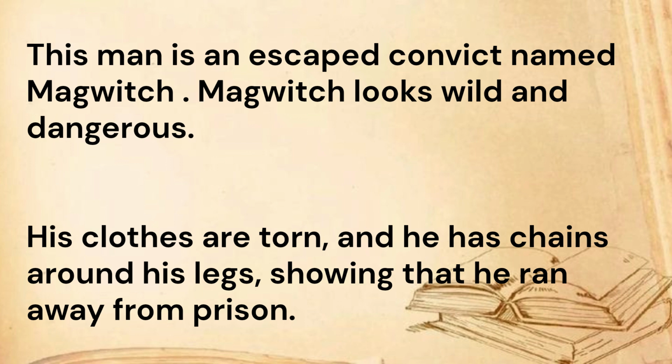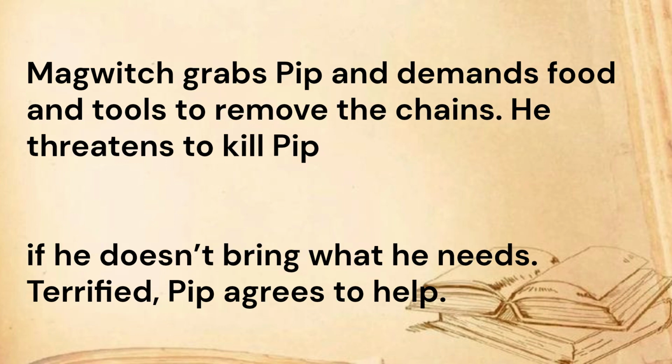Magwitch looks wild and dangerous. His clothes are torn and he has chains around his legs, showing that he ran away from prison. Magwitch grabs Pip and demands food and tools to remove the chains. He threatens to kill Pip if he doesn't bring what he needs. Terrified, Pip agrees to help.